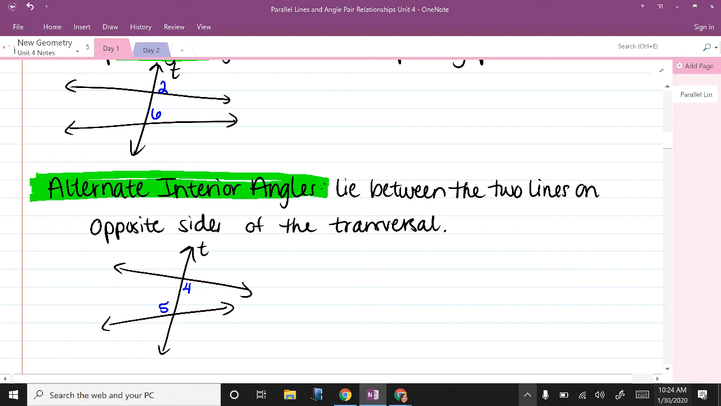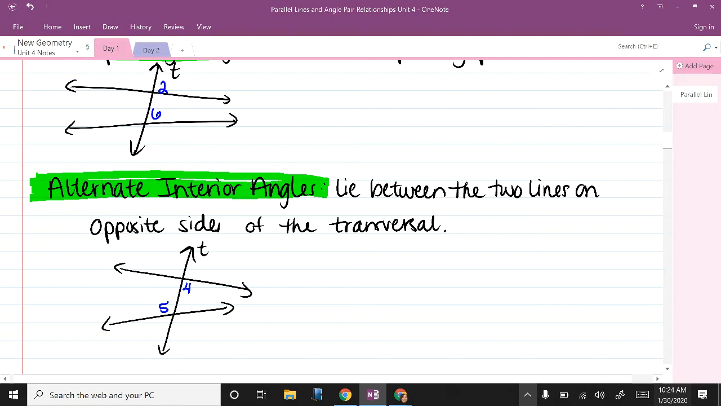So alternate interior angles are angles that are between the two lines in opposite positions of the transversal. Okay, this one is left and down the transversal. This one's up and right on the transversal. Y'all see that? They're between the two lines. That's what interior means. They're inside the two lines, and they're in alternate positions. So these two angles right here, even though those are not named, these are also alternate interior angles.